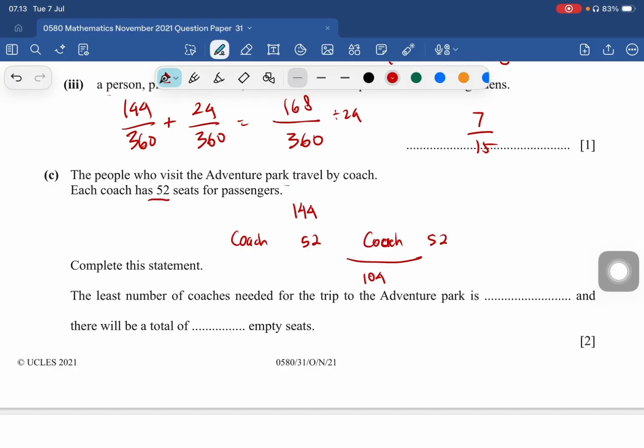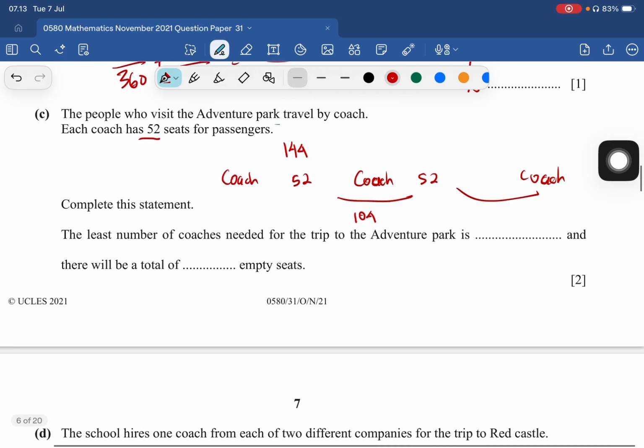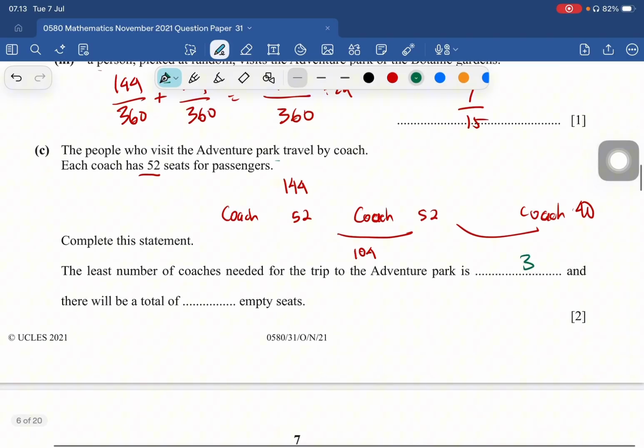So how many are remaining? So 144 minus 104. We got 40 here. The last coach will get 40. Okay, so we need at least 3 coaches. And there will be a total of empty spaces as 52 minus 40 equals 12.